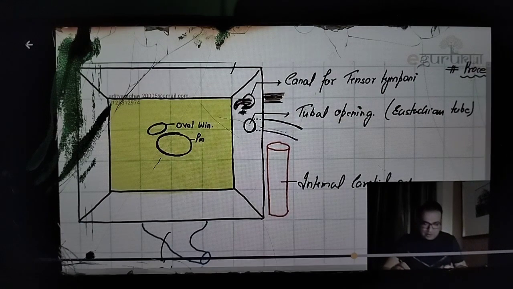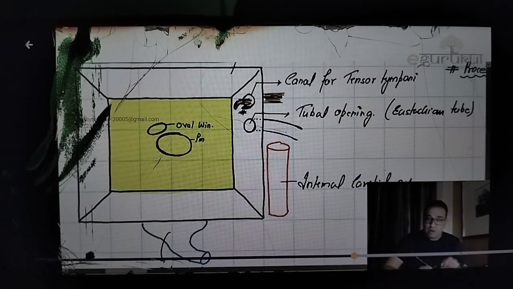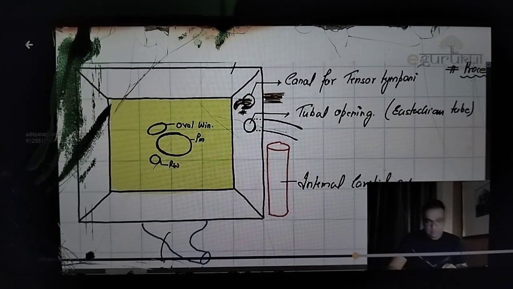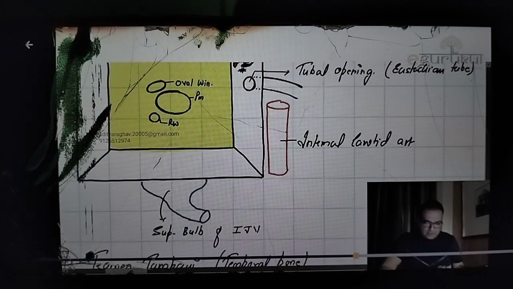But let's keep writing all these things here. And posterior inferior to the promontory is another window, which is called the round window. I should not be writing all this in here. Let me just write round window, RW. Oval window, round window. Okay, let me just quickly write about these features.